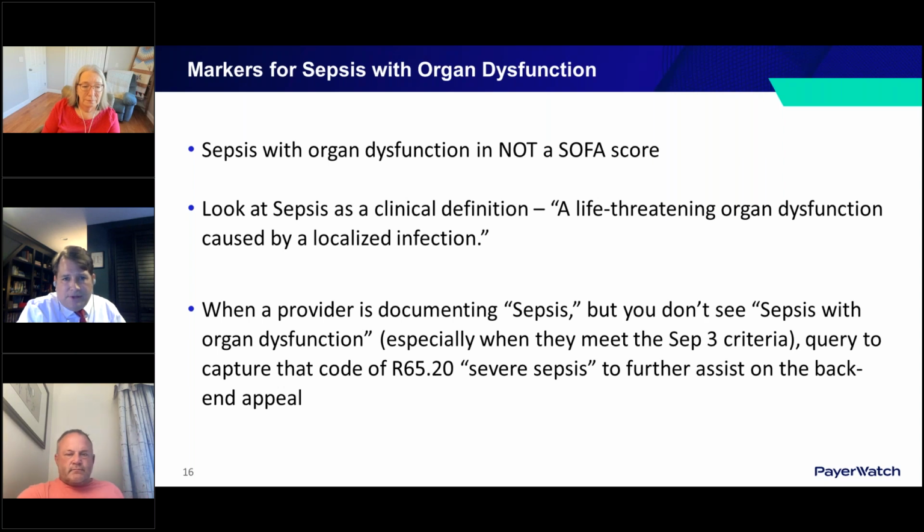Lastly, severe sepsis, as a lot of you know, is an exclusion criteria for some of the CMS mortality buckets, meaning those patients with pneumonia. If they have severe sepsis or sepsis with organ dysfunction, they're excluded from that numerator. So capturing those R codes for the work that we're doing remains very important.